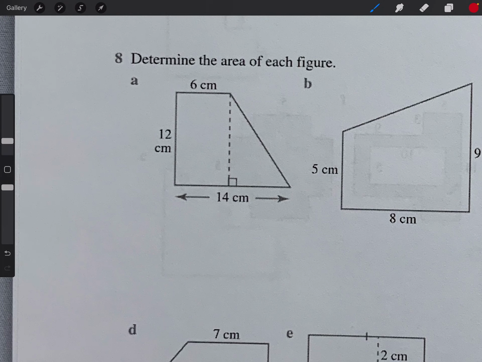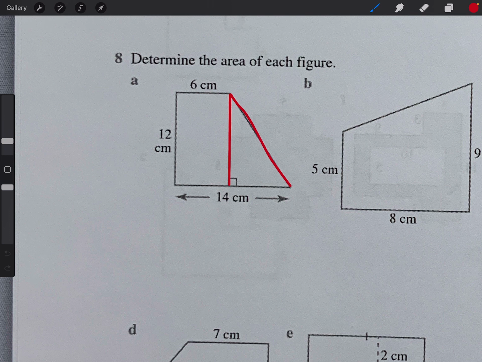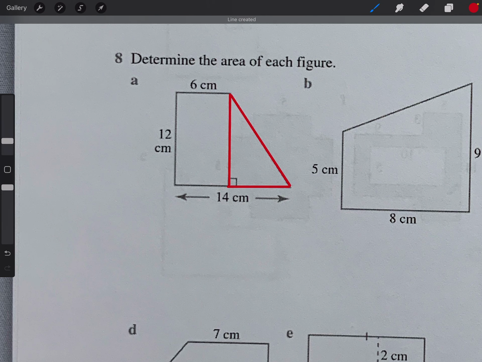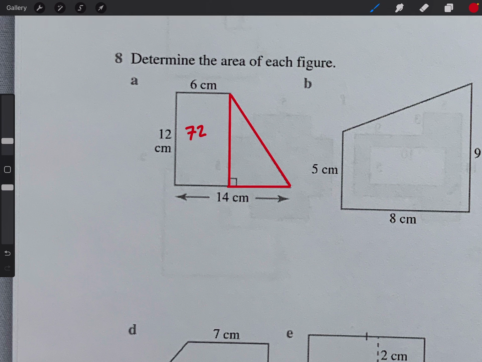Next one says determine the area of each figure. Now this one is a trapezium. To find the area of this, we just have to divide it into the two shapes that we're familiar with, and that is a rectangle and a triangle. So here's your triangle. How do you find the area of this triangle? Well, actually let's just do the rectangle first. 6 times 12, that gives me 72.